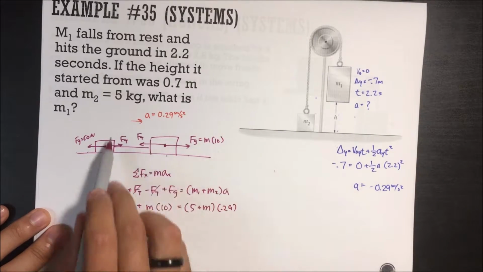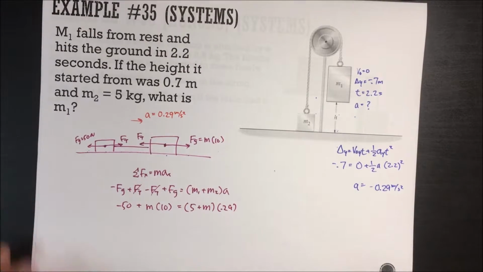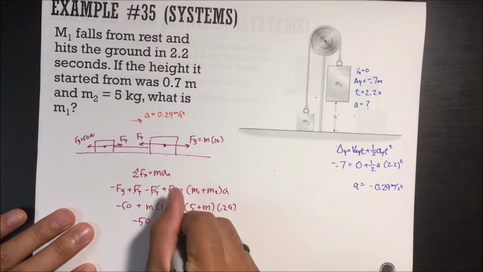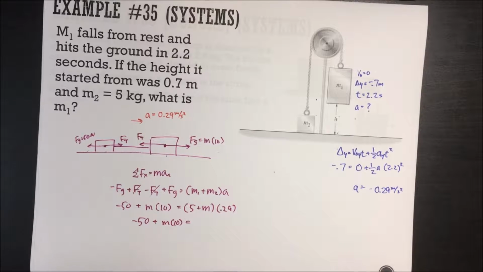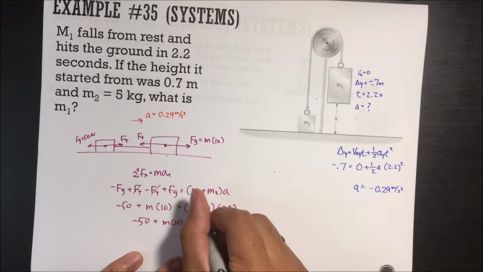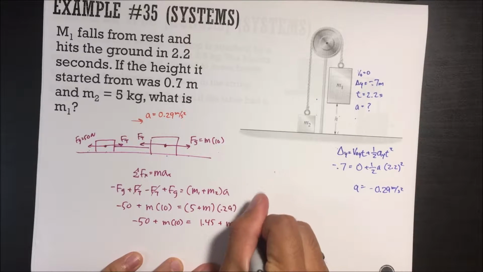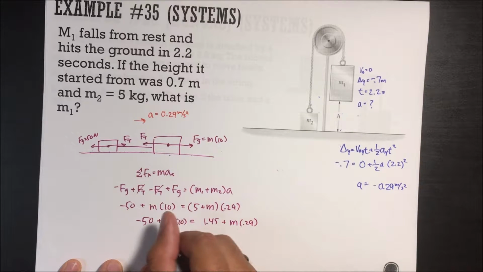I made this positive because I want to keep this consistent, making it go to the right over here. Okay, let's try to simplify this as best as we can. Minus 50 plus 10m is equal to 5 times 0.29, which is equal to 1.45 plus 0.29m. I'm going to put all the m's in one spot, so I'm going to bring this over to the other side.